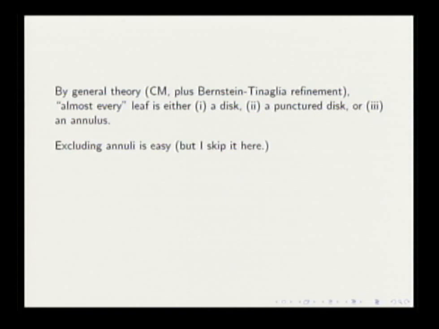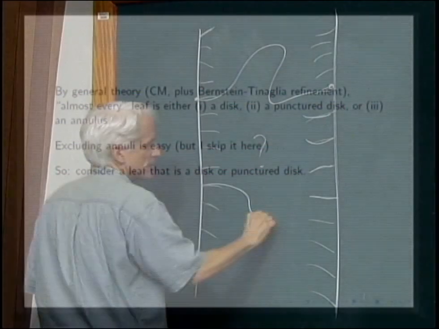And in general, annuli really can happen, by these examples that David and I made. But in this particular setting, it turns out it's pretty easy to rule out annuli. Let me not describe that part of the argument, but that's pretty easy. So let's consider a leaf that's either a disk or a punctured disk. Its boundary, remember, is going to be a horizontal circle.